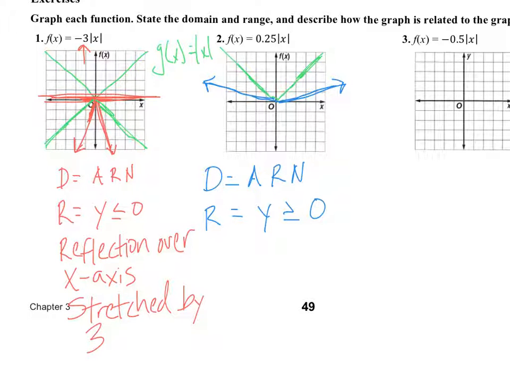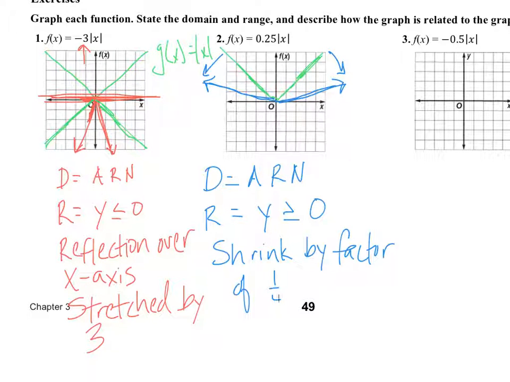All right, this one, it's not reflected, right? It's still in the same half of the coordinate plane that the green graph is. This one just gets closer, right? It gets smushed. Some outside force has pushed it down. So we call this one, instead of a stretch, a shrink, by a factor of 1/4.